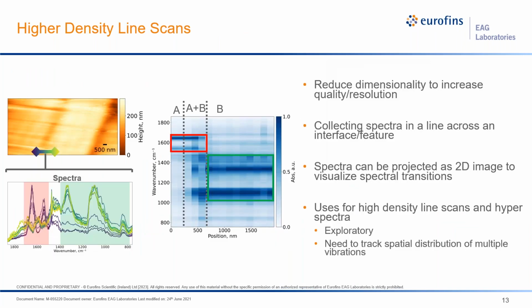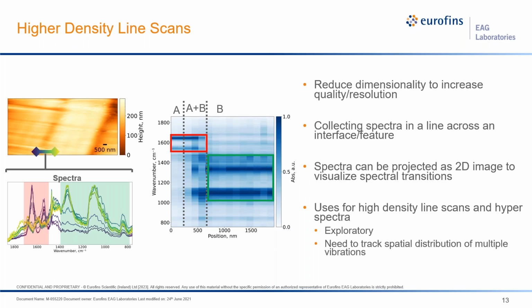If you want to study these types of data sets but increase the resolution, what you can do is just reduce the amount of dimensions you're collecting across. So in the most extreme case, you just constrict it to a single line scan across an interface, and then you can increase the density of the points within that region that you're line scanning. So what this essentially gives you is just spectra as a function of one direction, and you can look at how different features change as you cross an interface or boundary. And you can also project them to see multiple peaks grow and change at the same time.